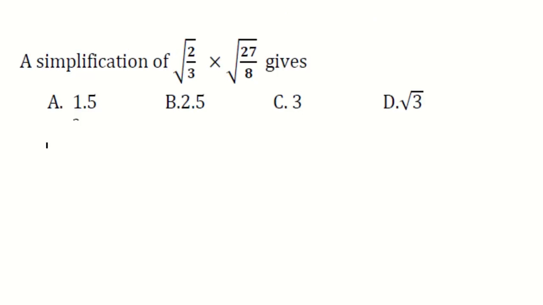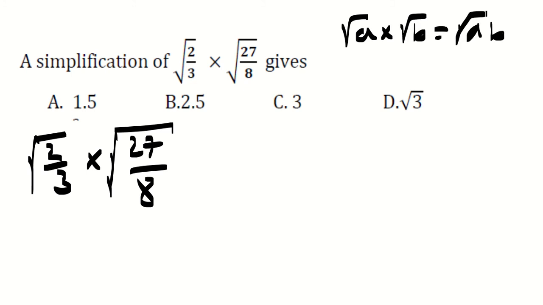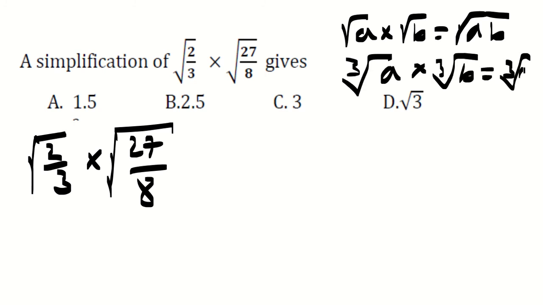Okay, the next one, simplification of radical: square root of 2 over 3 times square root of 27 over 8. This is what we are looking for. Remember, radical A times radical B is the same as radical AB. We can put in one radical in case of multiplication. Even in cube root, the same. Cube root of A times cube root of B can be written as cube root of A times B. If they have the same index, cube root to cube root or square root to square root, we can put in one radical.